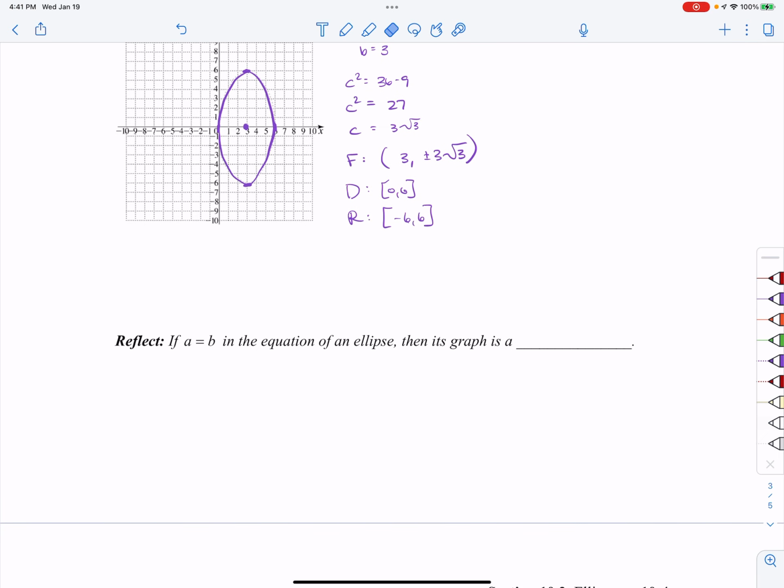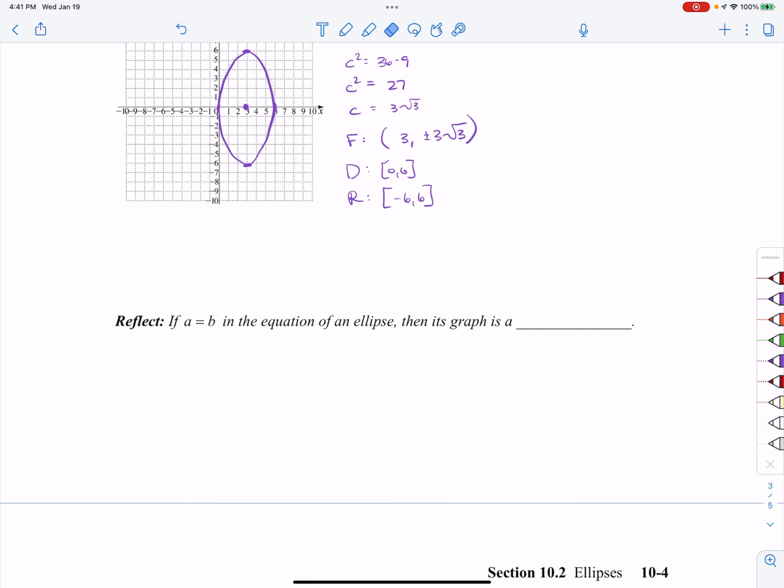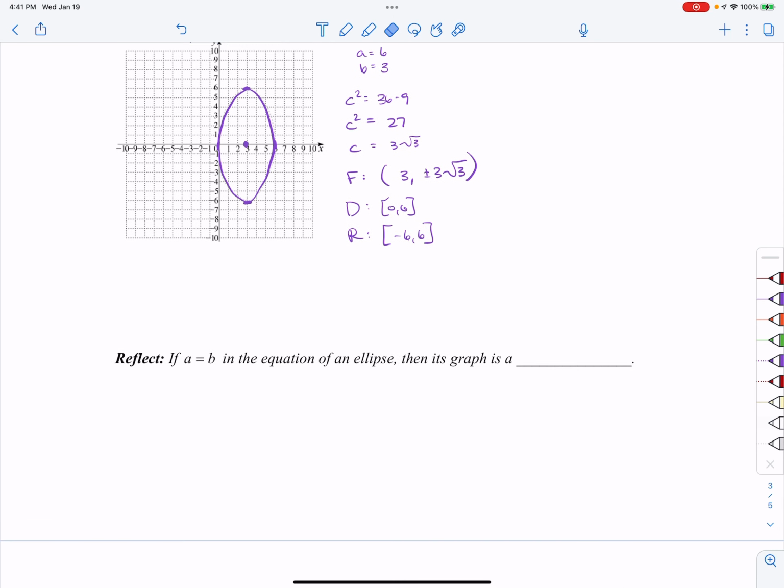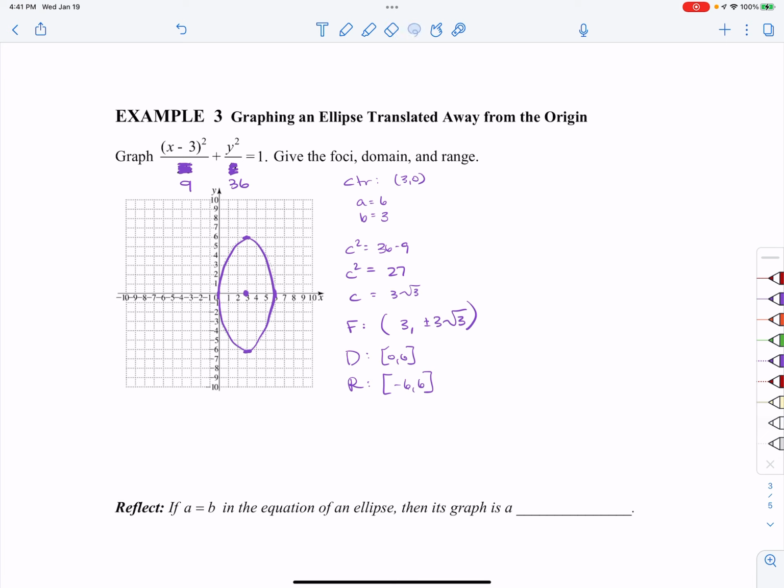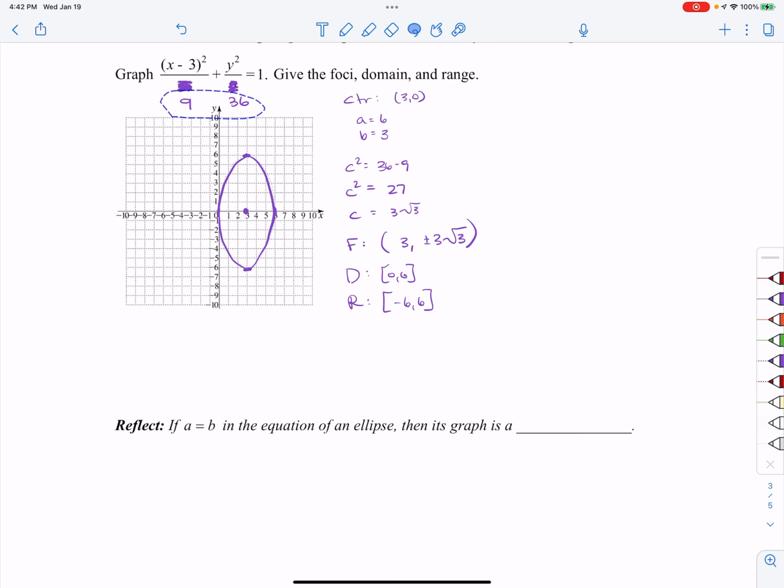The reflection question here, I'd like for you to really think about this one. If A is equal to B in the equation of the ellipse, what does the graph look like? So I want you to even just look at it with this question. If both of my denominators were 9, then this would mean my A value is 3, my B value is 3. But what does that do to my graph? How does that change things in my graph? Hopefully you said that your graph is going to be a circle. Really, guys, an ellipse is just a special case circle.